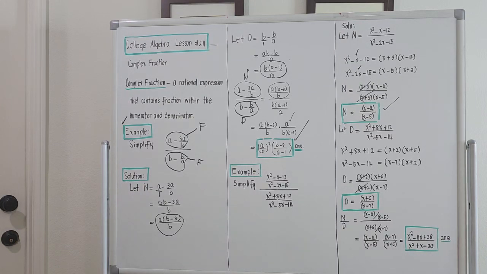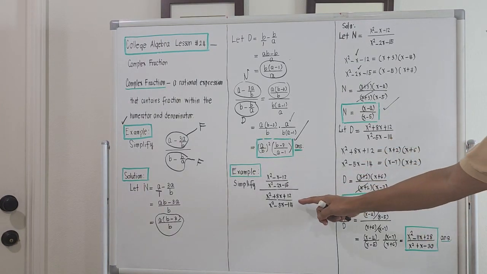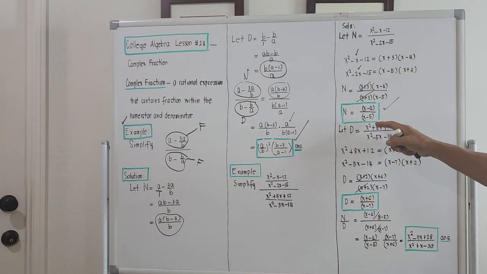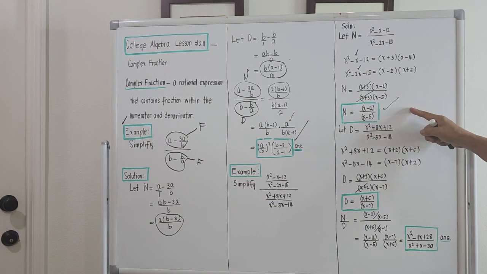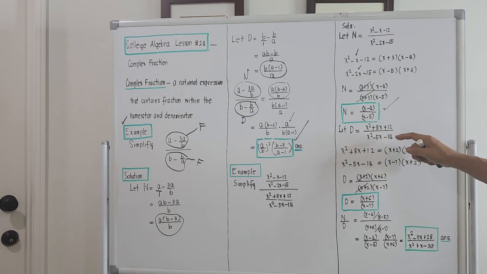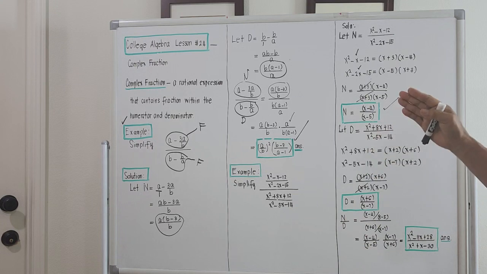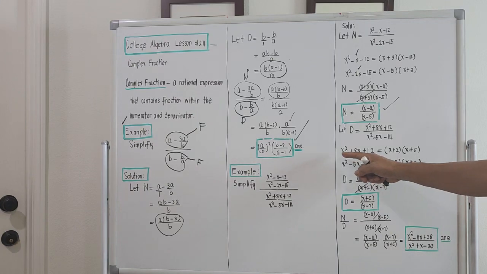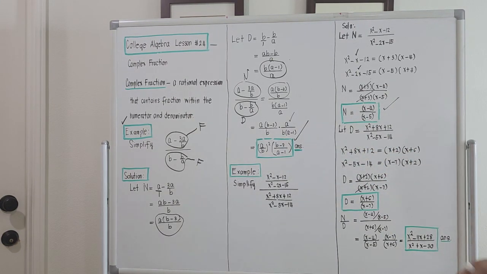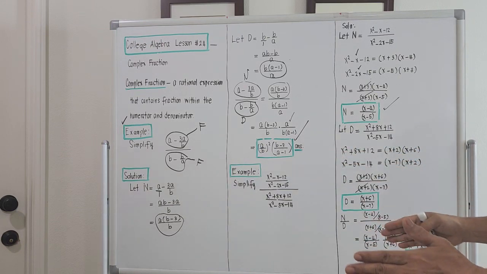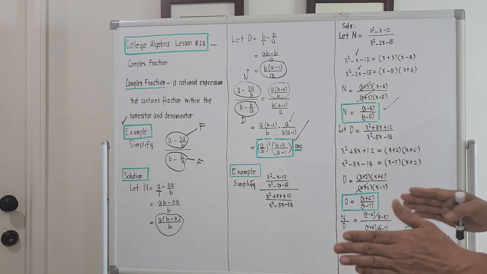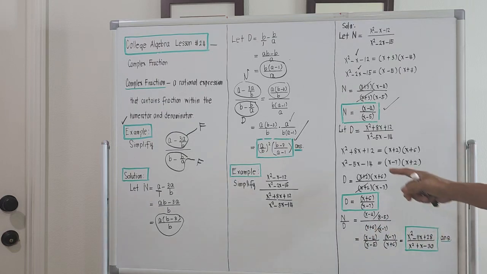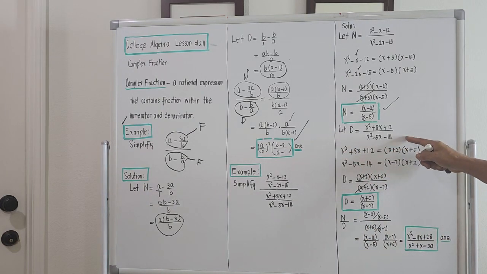Okay, let's represent the denominator simply as d. So this will be x squared plus 8x plus 12 all over x squared minus 5x minus 14. Again, I will simplify the numerator and denominator separately. So this x squared plus 8x plus 12 is a quadratic expression, so the resulting factor will be two binomials, right? The possible factors of x squared are x and x, and the possible factors of 12 will be 2 and 6. Let's check the middle term.